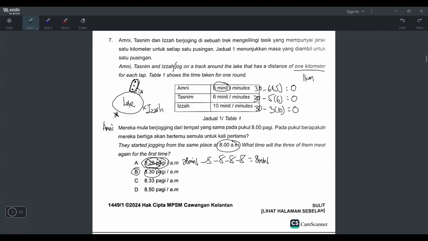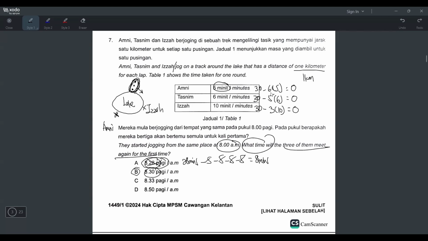The only thing different about them is they completed different numbers of rounds. Because Amni, she already completed 6 rounds. Tasnim, she already completed 5 rounds. Iza only completed 3 rounds. But that's not what we care about. We only care about what time the 3 of them will meet. So at 8:30. Because at 8:30, they all end up at the same position after 30 minutes.